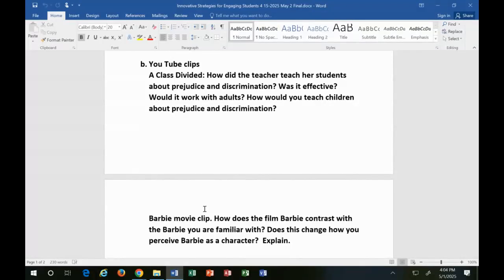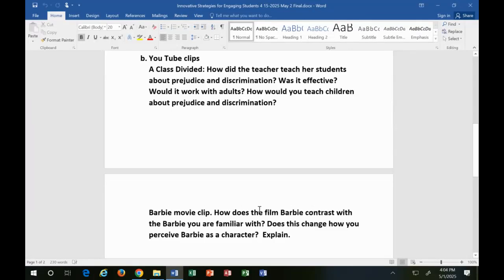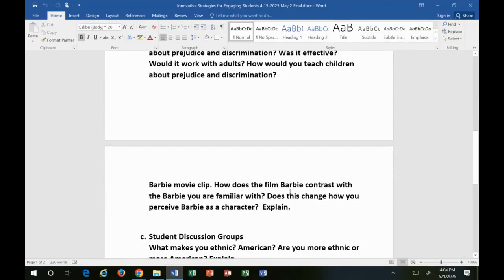So, like A Class Divided, these are questions that I would ask, because I always discuss the clips. I don't just show them and then move on. Basically: what did the teacher do? Was it effective? Would it work with adults? How would you teach children about prejudice and discrimination? Is everybody familiar with A Class Divided? Like a critical thinking question, or the Barbie movie: how does the film Barbie contrast with the Barbie you're familiar with? Does this change how you perceive Barbie as a character?